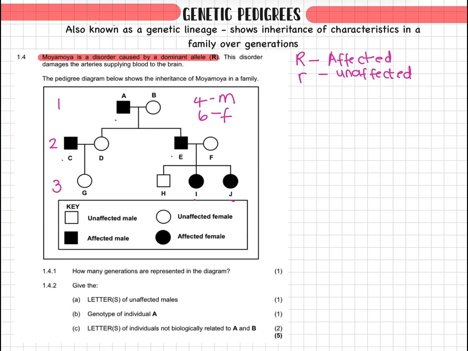Going to the first question, how many generations are represented? We've already identified that as 3. The next question, you identify the letters of unaffected males. We look at the squares that are not shaded, and that is I, H.